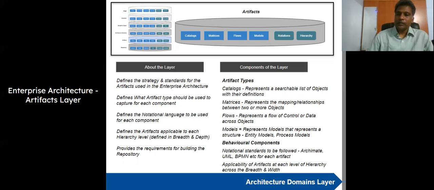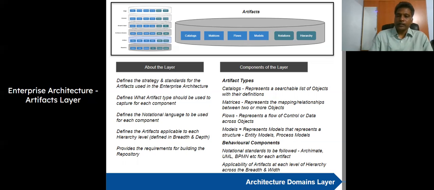And models are the models that represent the structure of a component, right? It could be an entity model, right? It is a data model or a process model, whatever it is, but which is defining the structure of an object, right?